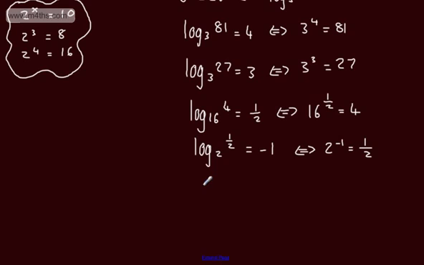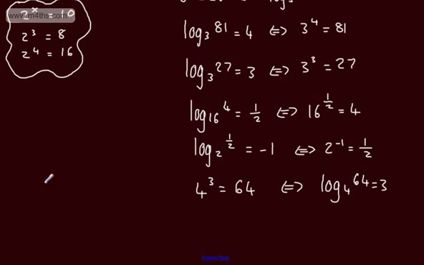Let's do another one. Let's write now 4 to the power 3. 4 to the power 3 is going to be equal to 64. Therefore, we can write now that log to the base 4 of 64 is equal to 3. So log to the base 4 of 64 is 3. 4 to the third is 64, and that gives us now our equivalent.